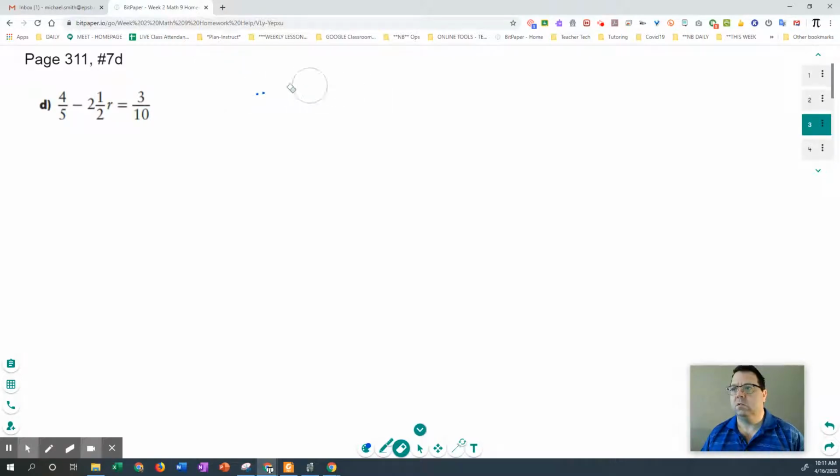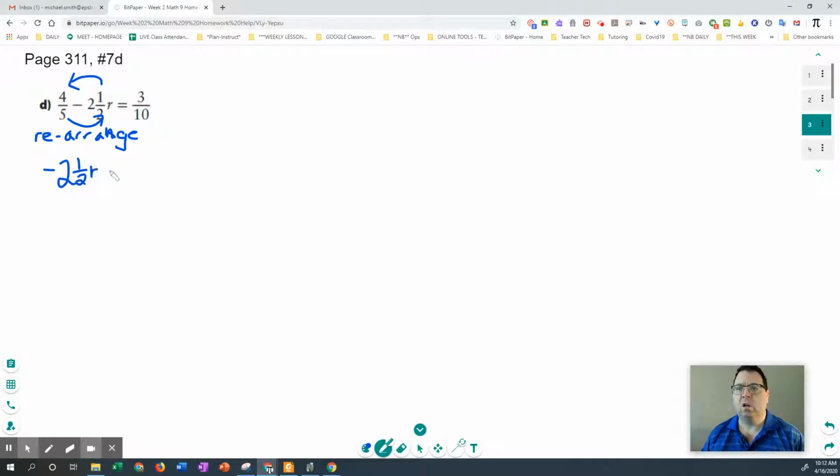So here's the first thing I'm going to do. I am going to rearrange. I like to have the variable first. Rearrange. That's supposed to be an n. So here's what we're going to do. We're going to have these two parts flip places.